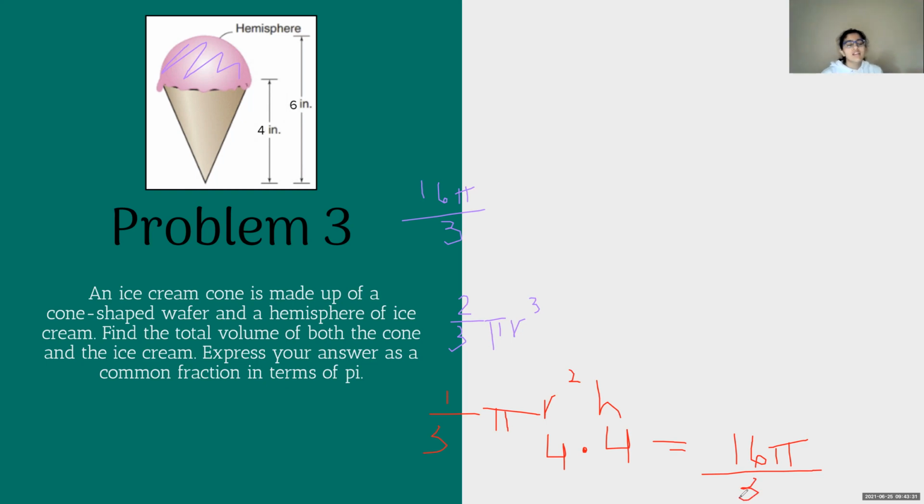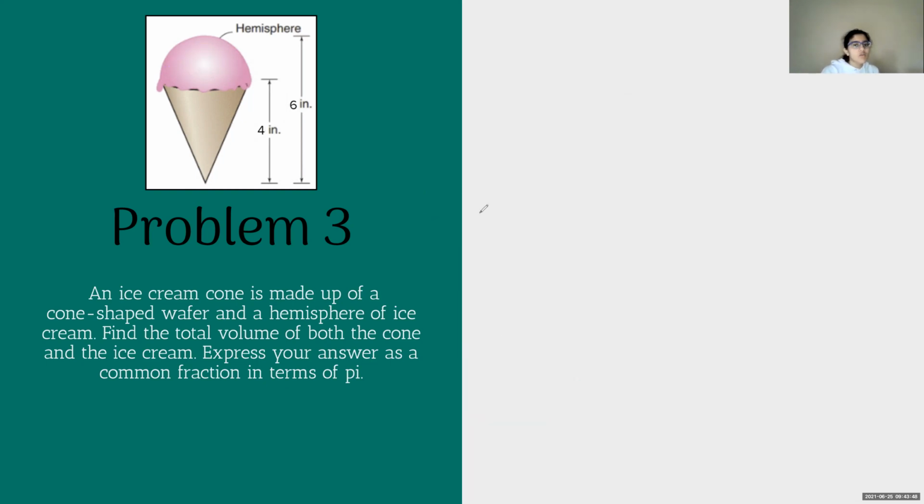So when you add together 16 pi over 3 and 16 pi over 3, you get 32 pi over 3. This is a common fraction because it cannot be simplified further. So that means that our answer is 32 pi over 3. So that is our final answer. Does anyone have any questions about that? Because a lot of people missed it or did not attempt it in the homework. So does everyone understand, or do you have any questions?